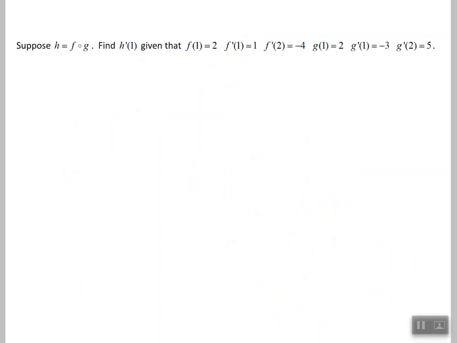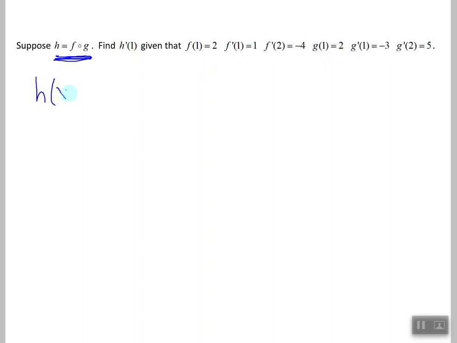Let's take a look at this example. Suppose h equals f of g. Find h prime of 1, given that f of 1 equals 2, f prime of 1 equals 1, f prime of 2 equals negative 4, g of 1 equals 2, g prime of 1 equals negative 3, and g prime of 2 equals 5. They've given us a lot of information. Don't be distracted by the fact that just because they gave us all of this doesn't mean we have to use it all. Let's start with this, h equals f of g.